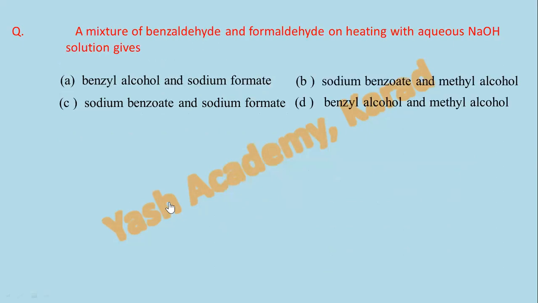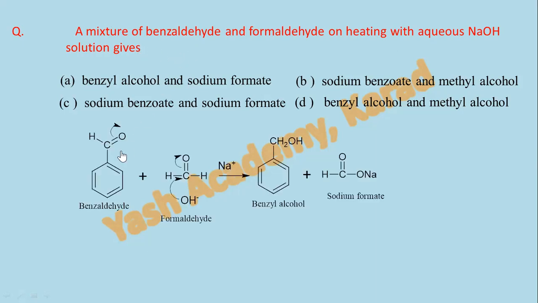Next, a mixture of benzaldehyde and formaldehyde on heating with aqueous NaOH solution gives... This is nothing but a cross Cannizzaro reaction. A reaction is carried out in presence of strong base, either KOH or NaOH.